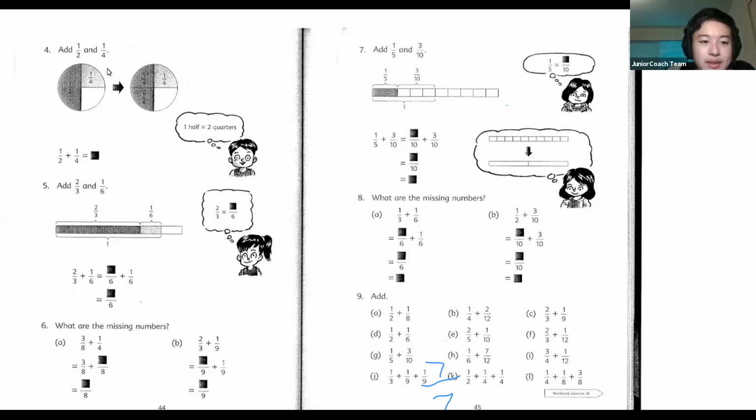How would you add 2/3 and 1/6? What would you do? 3/6. 2/3 plus 1/6, that's not 3/6. Wait, no, it's 4/6. Yeah, 2/3 is 4/6, and then plus 1/6 again. That will be 5/6, right?